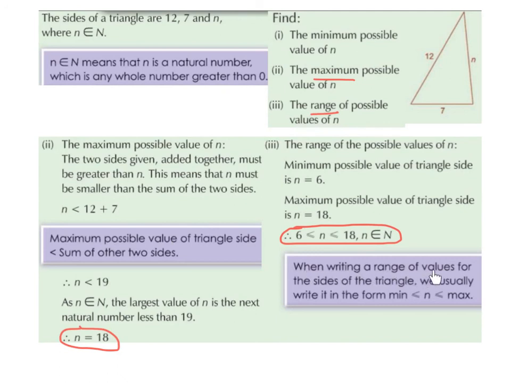When writing a range of values for the sides of the triangle, we usually write it in the form of the minimum, less than or equal to n, less than or equal to the maximum.